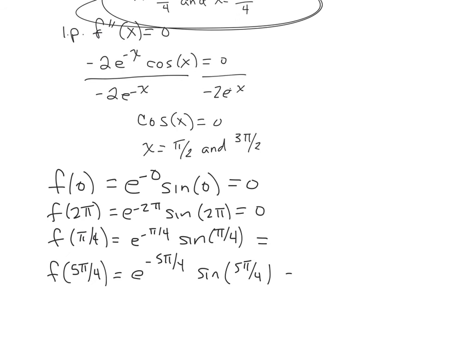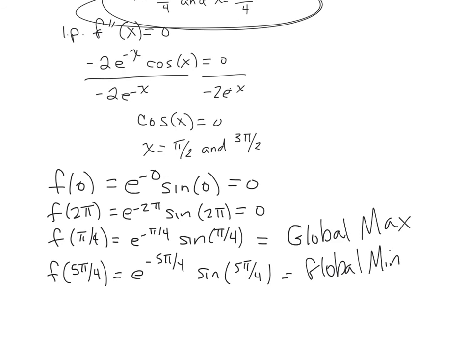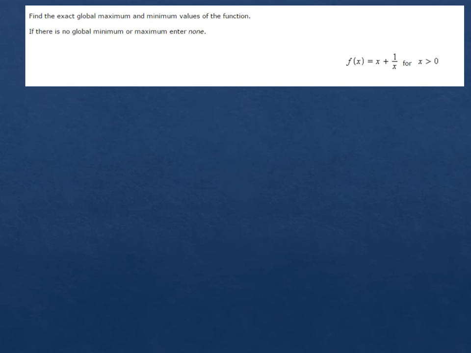I actually didn't write the answers down, but if you put this in your calculator, you are going to see this is going to be the larger value, and this is going to be the smaller value. So plug that in your calculator, you'll get two numbers. Remember, the global max is the largest value, and the global min is the smallest value. All right, this is a good example of finding global max and mins.